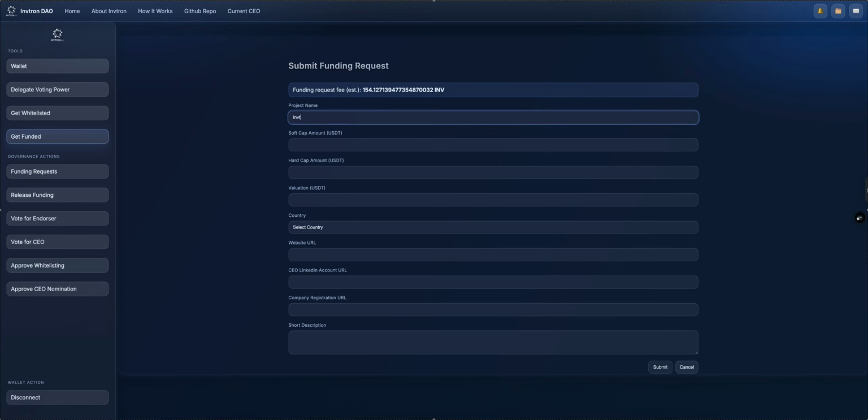Okay. Invtron.com, Invtron test. Soft cap is 1,000. Hard cap is 10,000. Valuation is 100,000. Country Switzerland. HTTPS invtron.com. CEO it's HTTPS linkedin.com/in/Malik, to be attached later on.